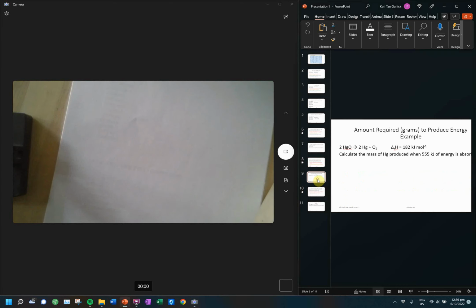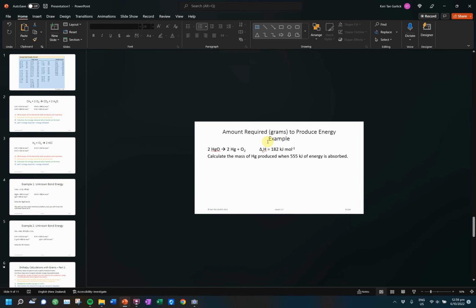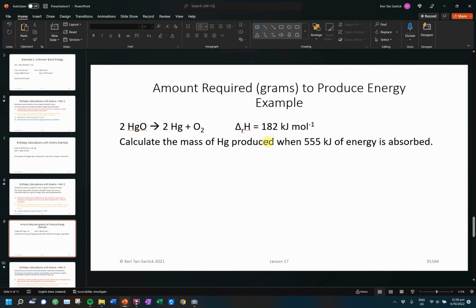So when we look at this question over here, what we can see is they've given me an equation again. They've given me the delta H, but in this case, they're asking me how much mass of silver will be produced if 555 kilojoules of energy is absorbed. So slightly different way that they're asking it, but basically we're doing steps sort of in reverse.